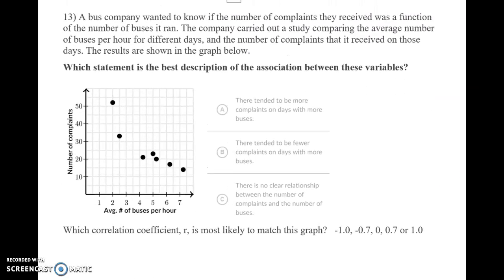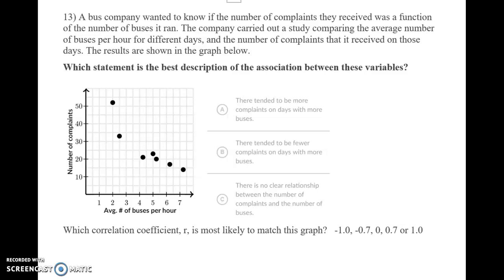The bus company wants to know if the number of complaints they received was a function of the number of buses it ran. The company carried out a study comparing the average number of buses per hour for different days and the number of complaints that it received on those days. The results are shown in the graph below. Which statement is the best description of the association between these variables?